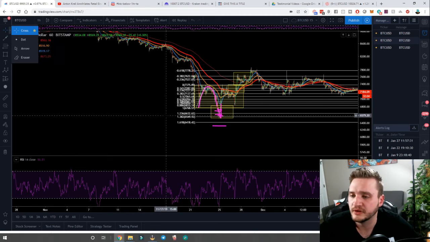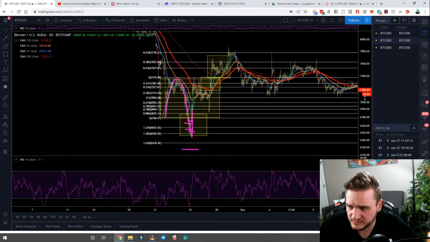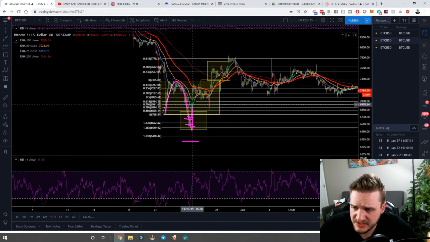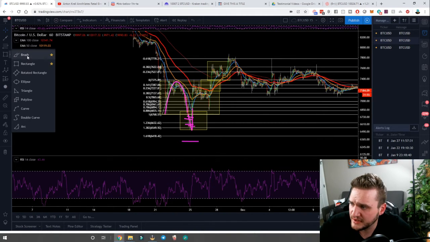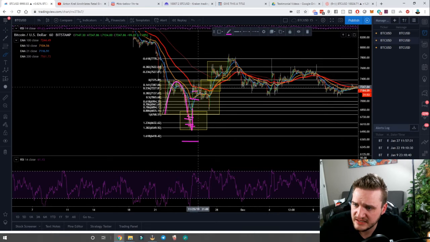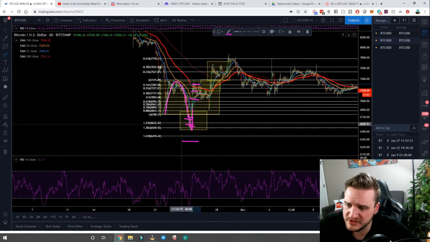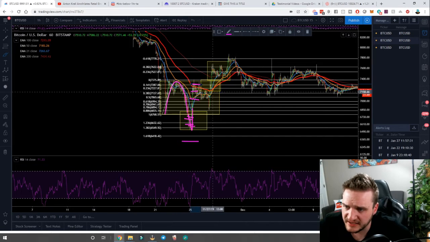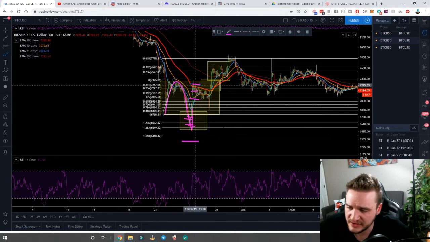Okay, so this is how this would play out. This bounces up here, we hit the top of our box. Let me grab the brush. We exit, exit, exit. We're out of that position altogether. We did our scalp trade. That's it. We're expecting to go back down into the market.